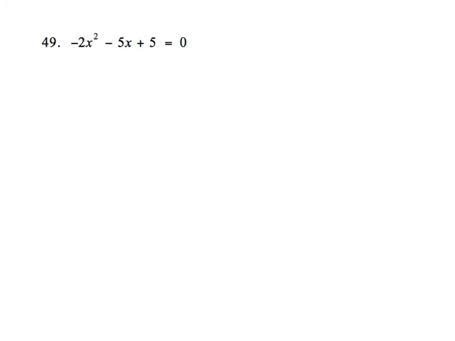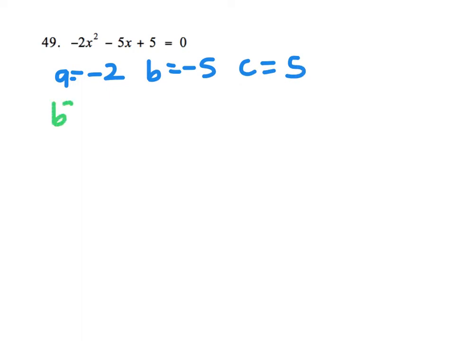All right, my next one, we have -2x squared minus 5x plus 5. Again, we're going to use the quadratic formula. First, I'm going to figure out a, b, and c. I know a equals -2, b is -5, and c is 5. We're going to plug it all into b squared minus 4ac first. We're going to find our discriminant.